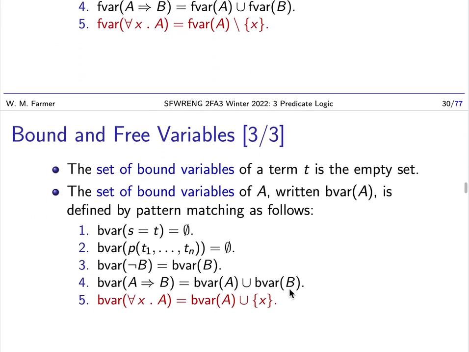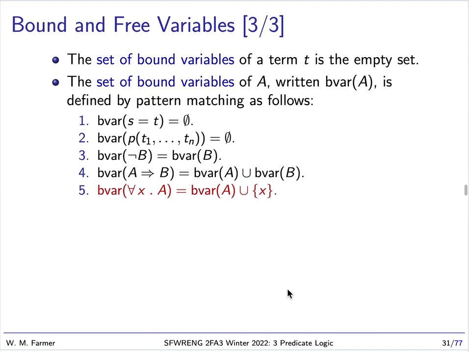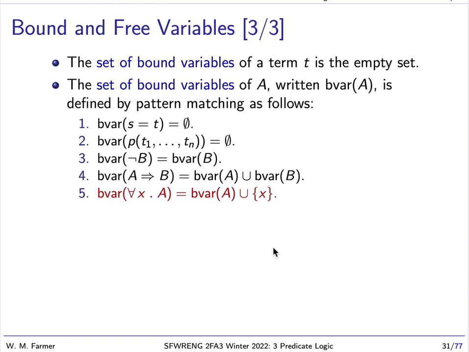Okay, so we just defined what the free variables are. In a similar way, we can define what the bound variables are. Now, the set of bound variables of a term is the empty set. We had 3 ways of constructing terms, and these 3 ways of constructing terms don't involve any variable binders. So it's impossible for a term to have bound variables.